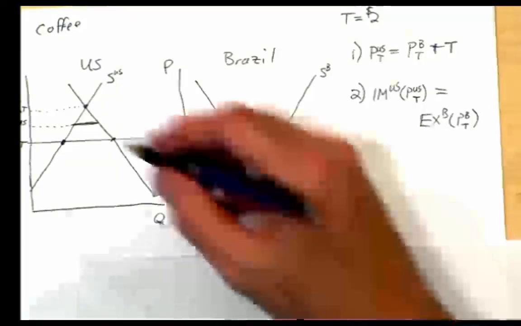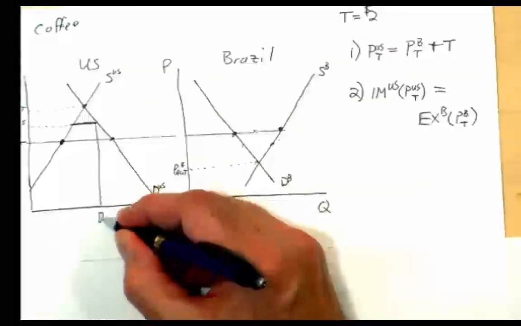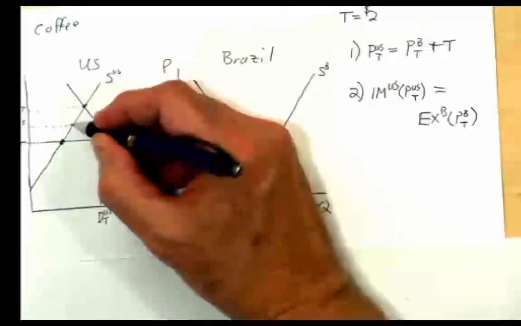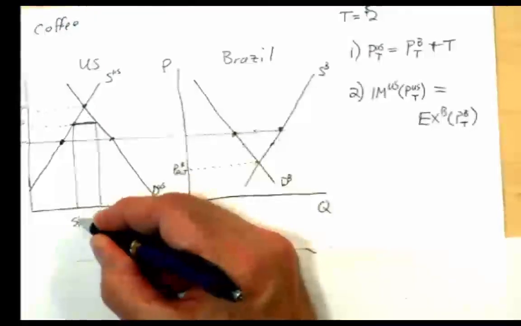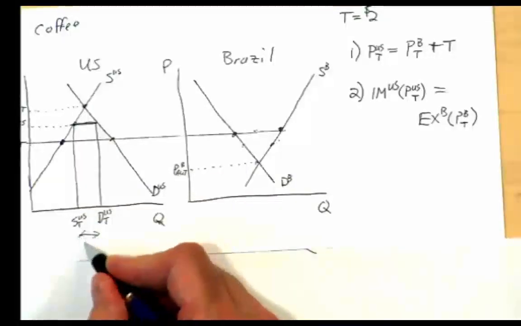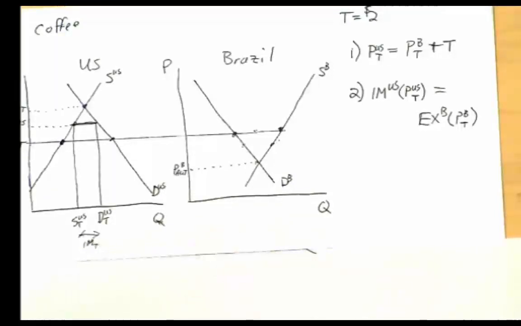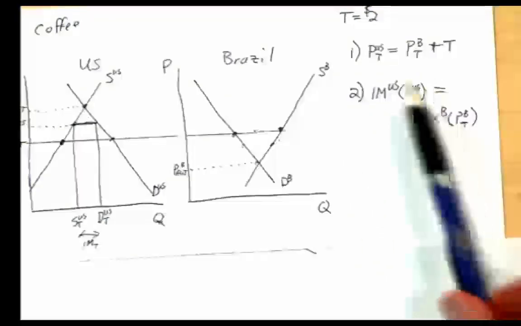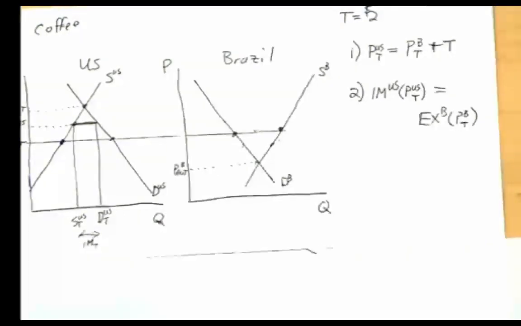At the price P_US^T, demand is going to be this. Let's call it D sub T in the U.S. Supply is going to be equal to S sub T in the U.S. And the difference between the two is going to be the amount of imports with the tariff in place. I'm going to call it IM_T. Or alternatively, it's going to be this value right here. Imports in the US at the higher price that now prevails compared to free trade.